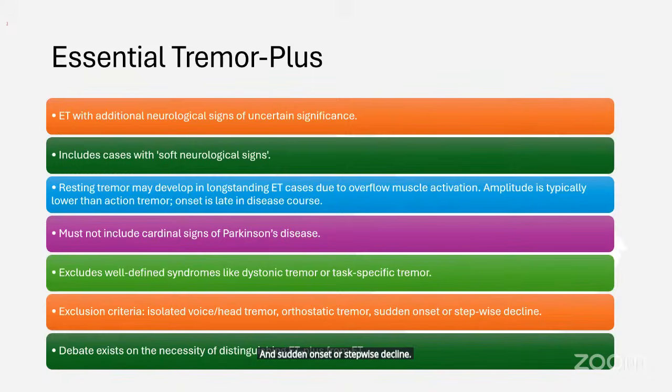To differentiate between essential tremor and essential tremor plus, these patients have some neurological signs. They can have mild dystonia, mild cognitive impairment, or mild rigidity, but they do not fit the criteria of Parkinson disease, or they have mild ataxia but do not fall into cerebellar syndromes. So this is essential tremor plus syndrome.